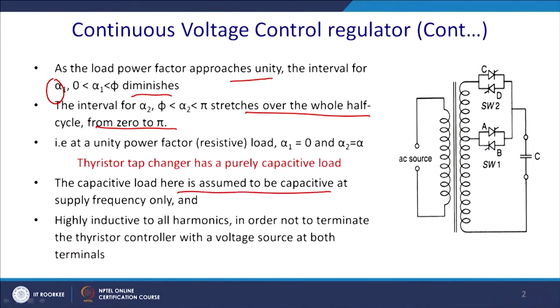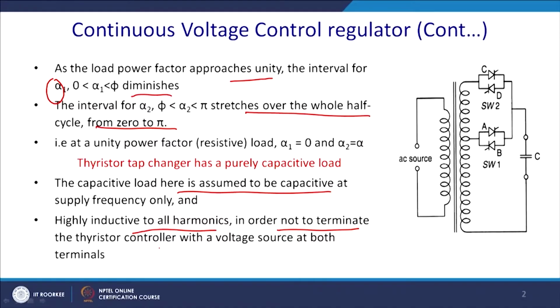The capacitive load here is assumed to be capacitive at the supply frequency only. Please note that, according to the frequency, the system becomes omega L or omega C, which can be capacitive or negative. It is highly inductive for all the harmonics, in order to terminate the thyristor's control with the voltage source at both the terminals.